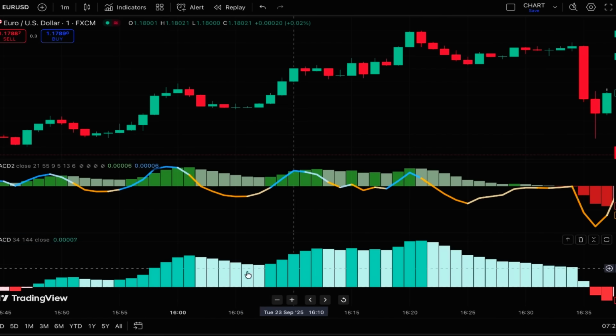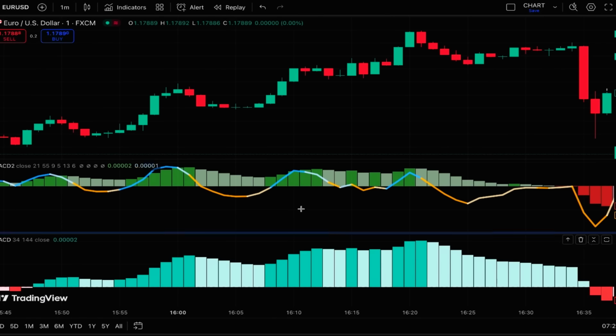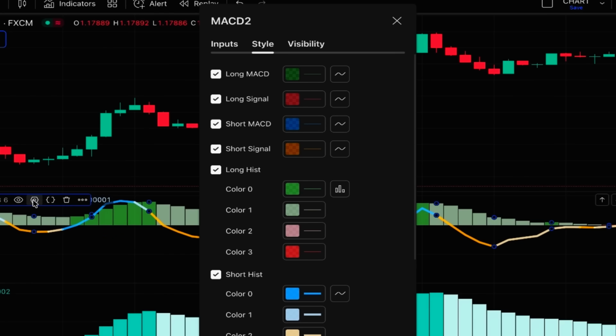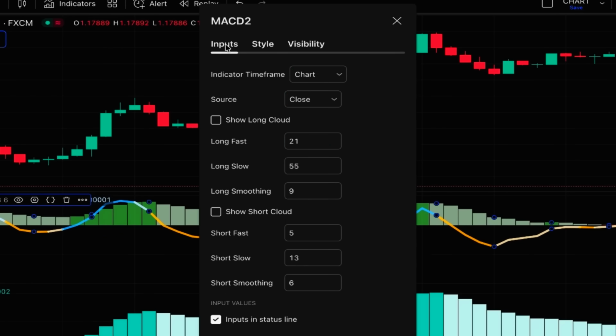Alright, we're done with the settings of this MACD, and now we need to change the settings of this double MACD. So we go to the settings of the indicator, and first here in the inputs tab, you can see that we have settings for 2 MACDs. This one is longer MACD and this one is shorter MACD.